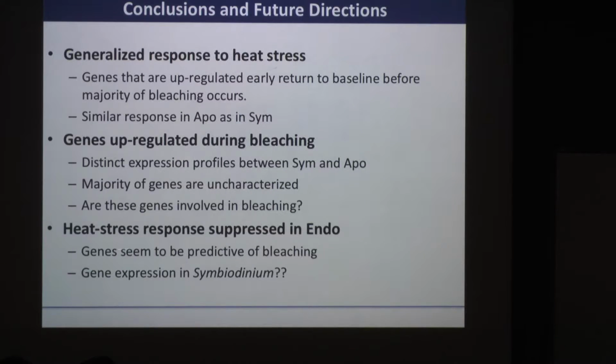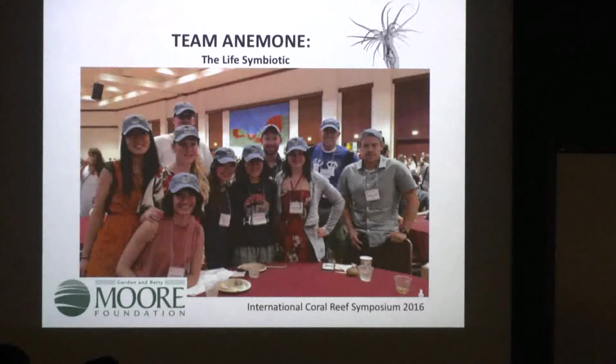So these genes seem to be somewhat predictive, but now the question is, what are the algae actually contributing to this? We haven't looked at any of the algal gene expression yet, but we've got those sequences in our database, so we can go back and see what the algae are doing in response to this thermal stress, and maybe whether they are expressing a similar suite of genes that might be leading to this overall dynamic interaction. So I'll end there, just thanking Team Anemone.